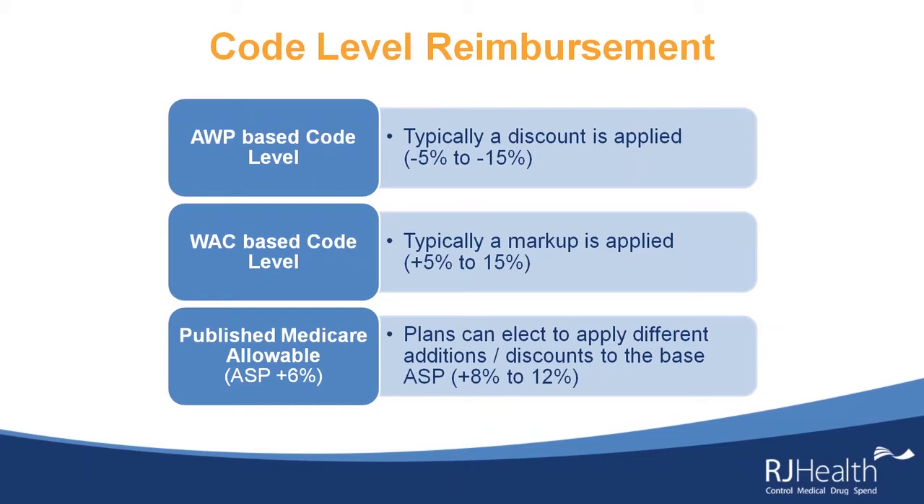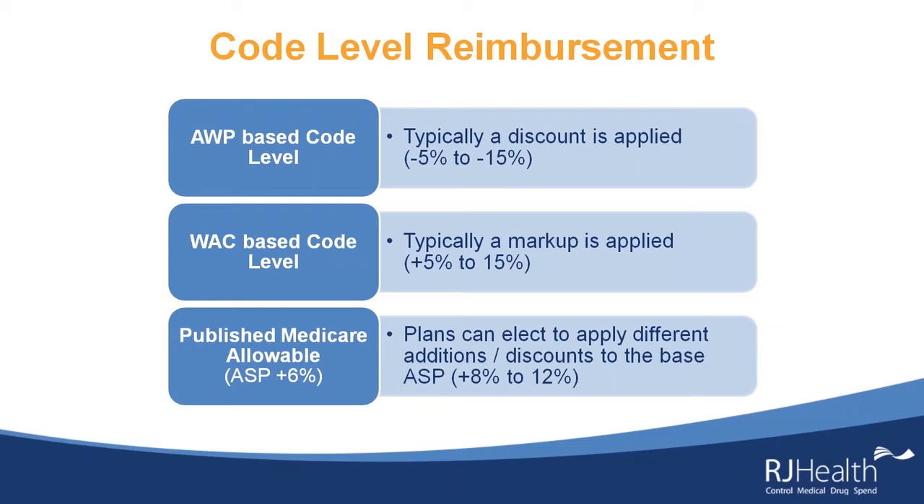And as Chris mentioned, typically when you're dealing with AWP pricing, you're going to be applying a discount to the AWP rate, as we know that those AWPs are generally inflated above the actual price that somebody would pay for that drug. Typical discounts that we see applied range anywhere from 5 to 15% off of the AWP rate.